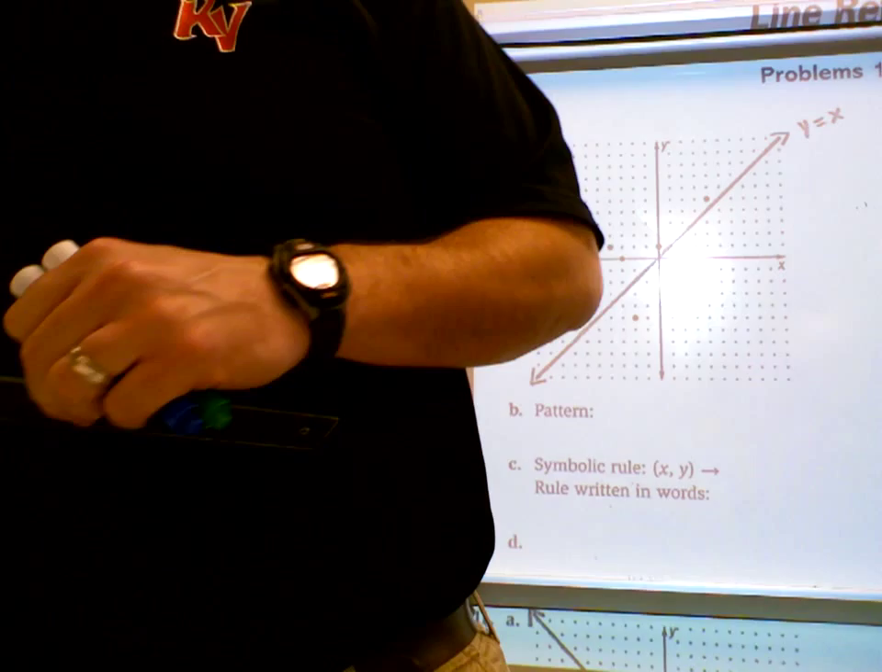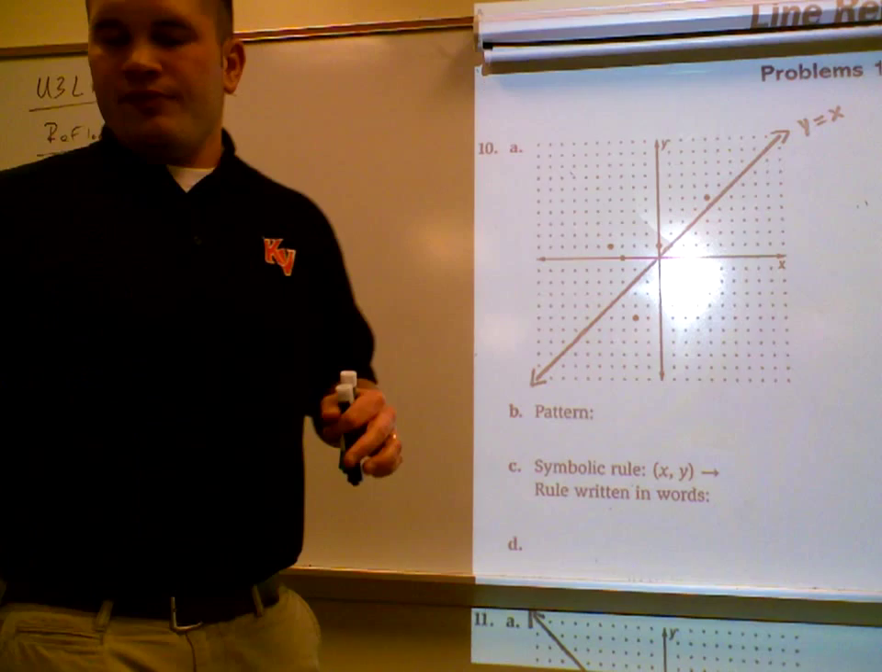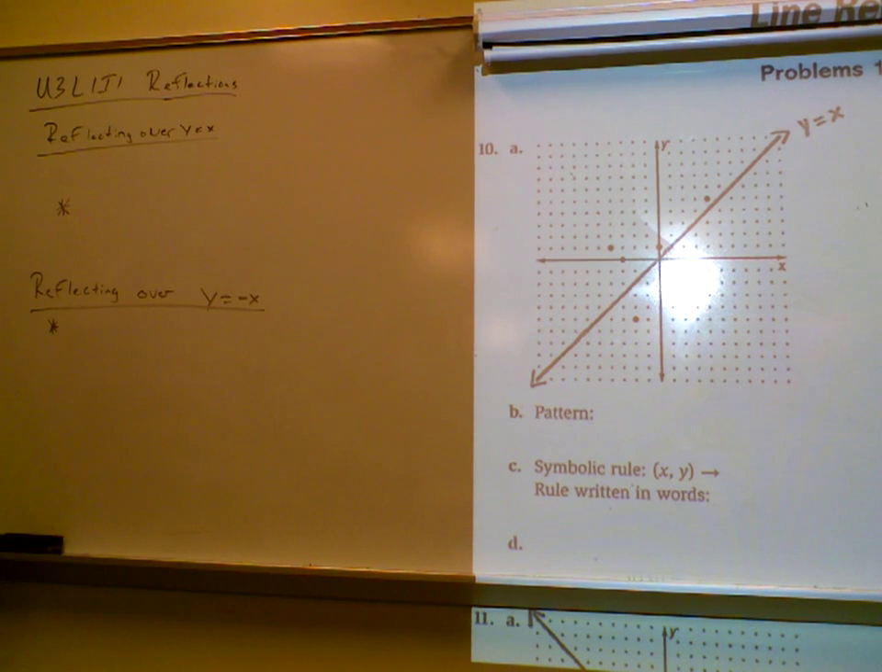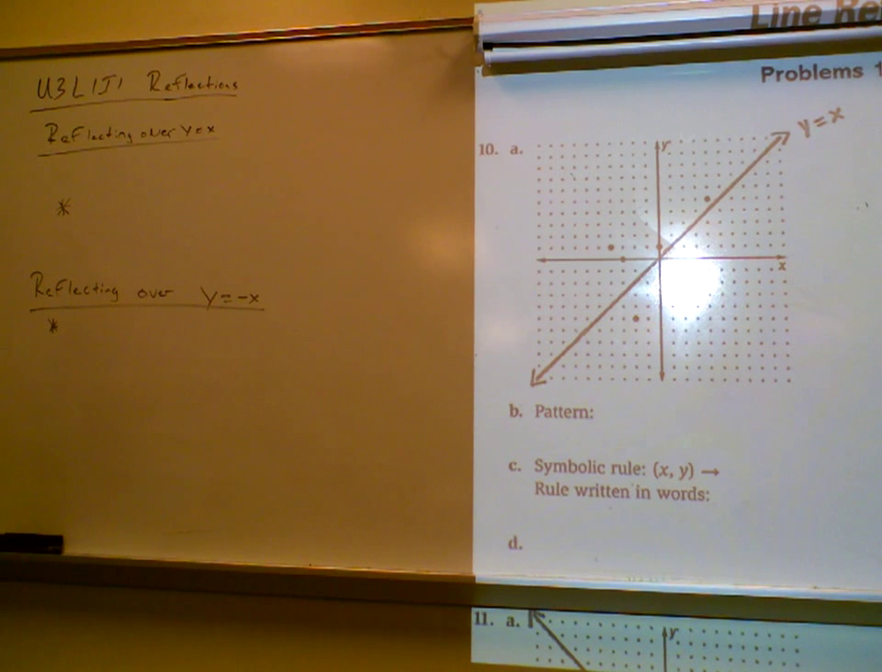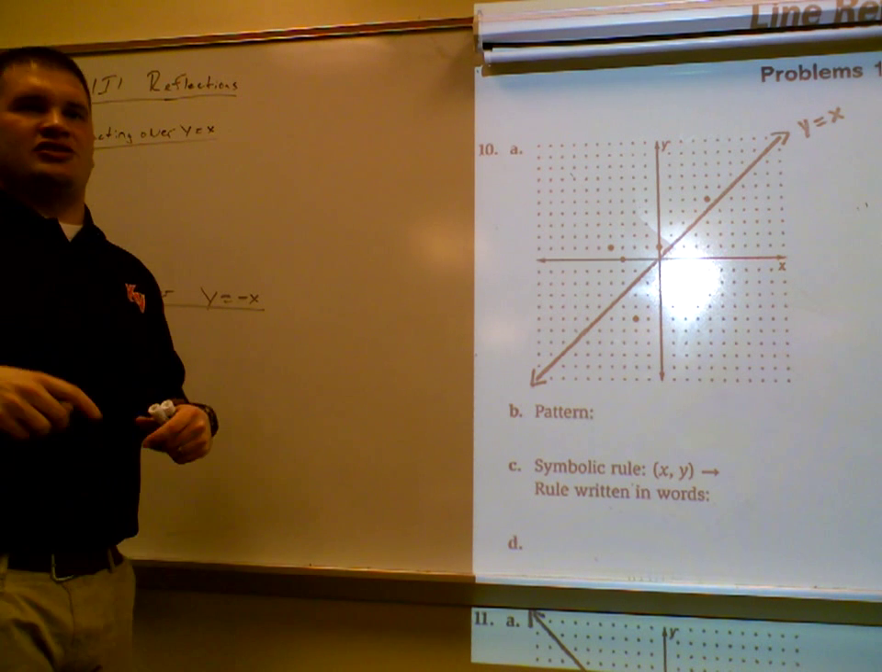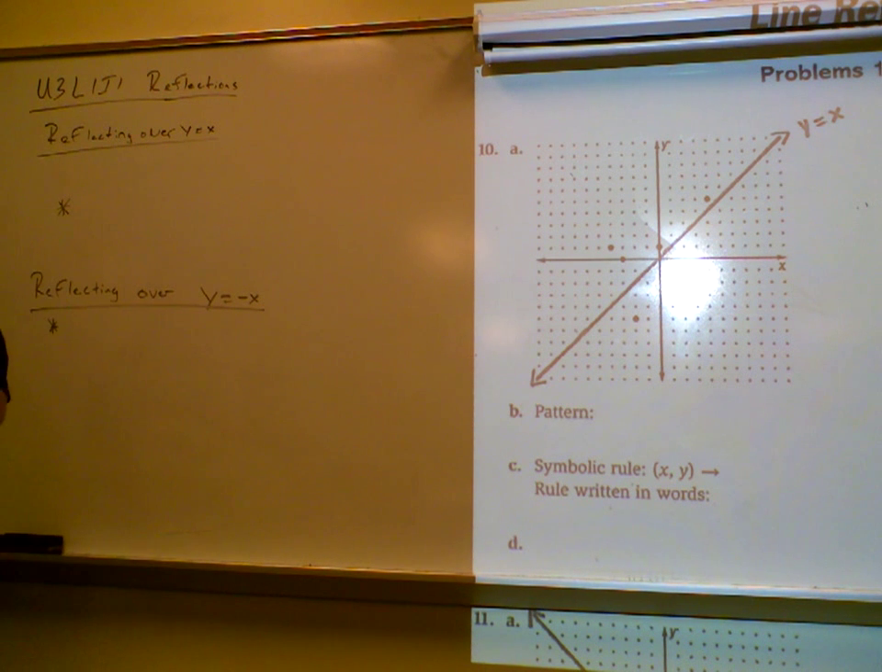Now, if we remember a little review, we start with the pre-image and we end with the image. After the reflection, we have an image. We begin with a pre-image. Now, what do we know about the pre-image and the image compared to the line of reflection? The pre-image and image are on a line that is perpendicular.